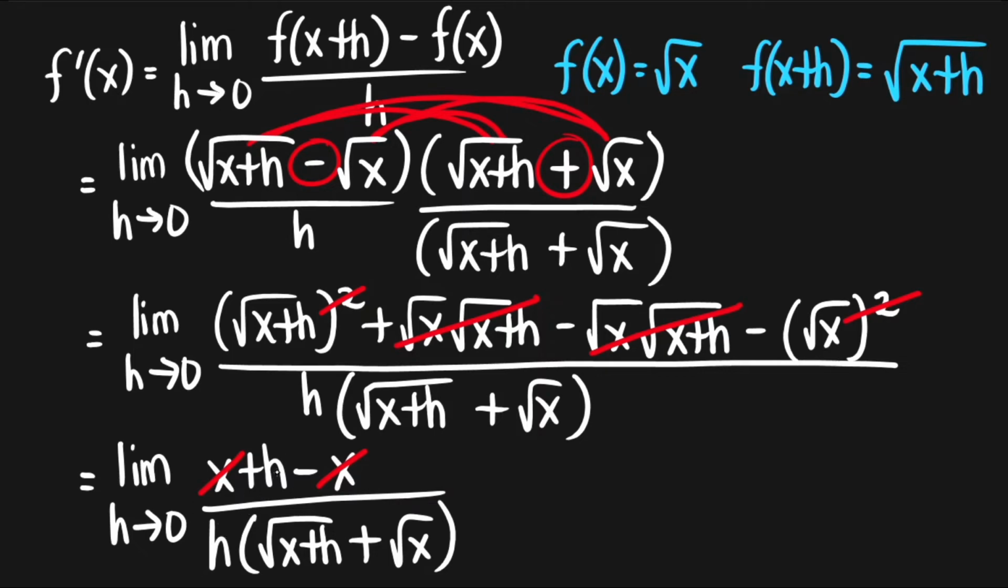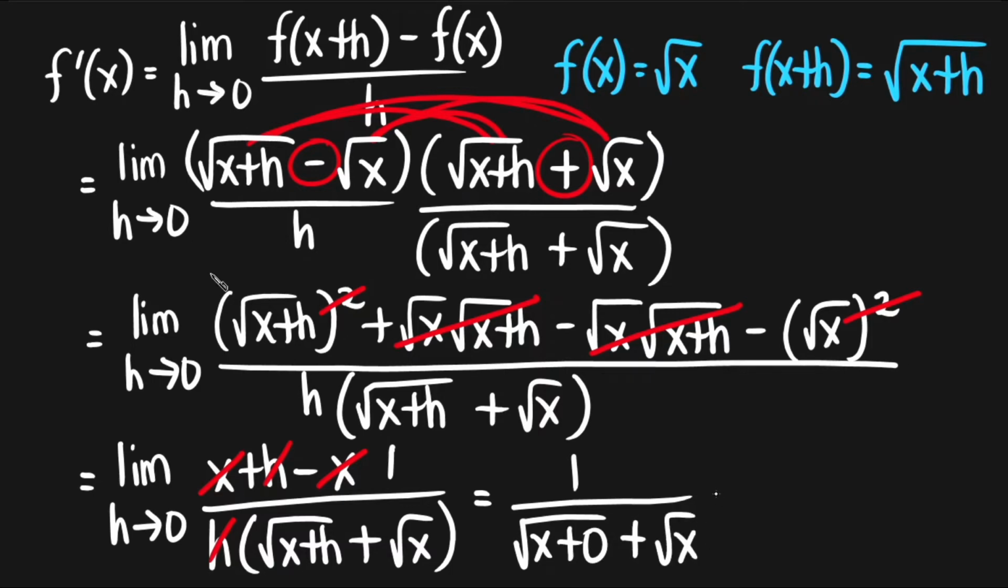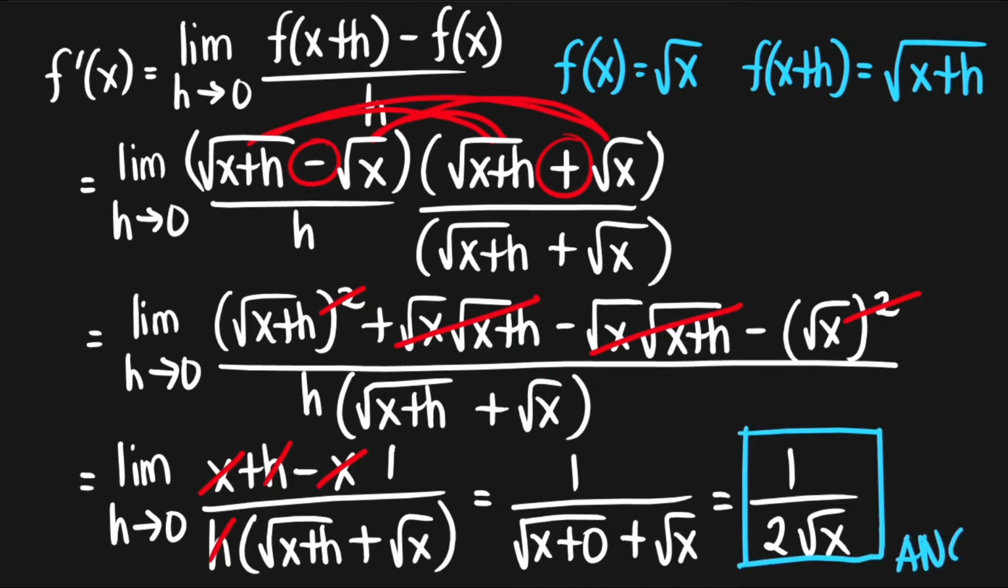Now h divided by h is 1. So we have the limit as h approaches 0 of 1 over square root of x plus h plus square root of x. To find the limit, let's substitute 0 to the variable h. 1 divided by square root of x plus 0 plus square root of x. The answer will be 1 divided by 2 square root of x. And this is the derivative of square root of x.